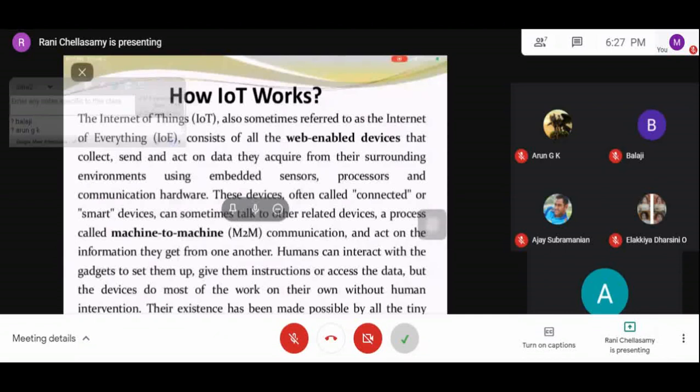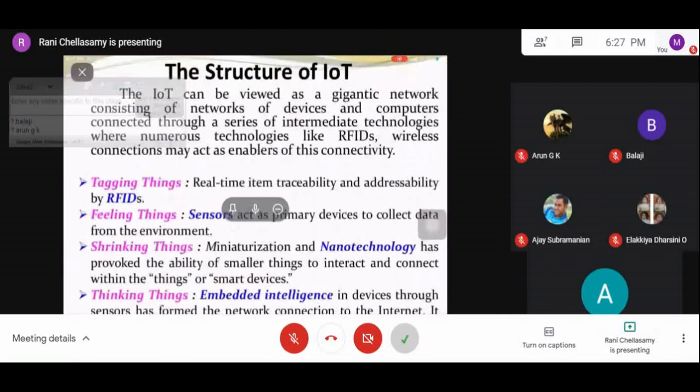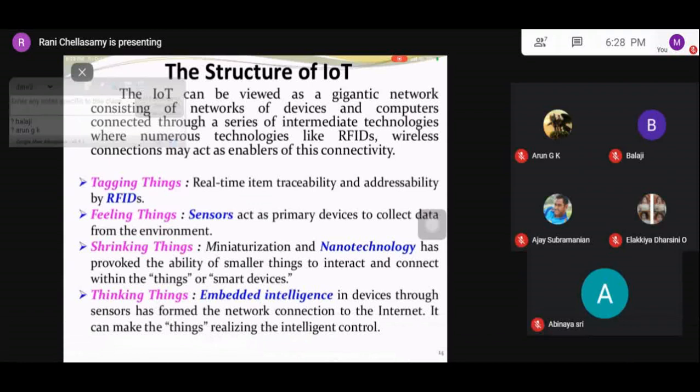So the structure of the IoT consists of 4 parts: tagging things, feeling things, shrinking things, and thinking things. Already we have seen that things means any physical object or entity. This IoT can be viewed as a gigantic network consisting of networks of devices. The devices and computers are connected through a series of intermediate technologies, like RFID, and all these are used as new technologies to collect information via the network.